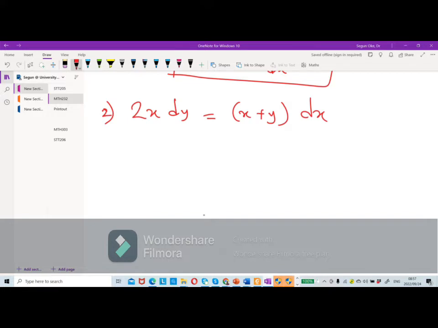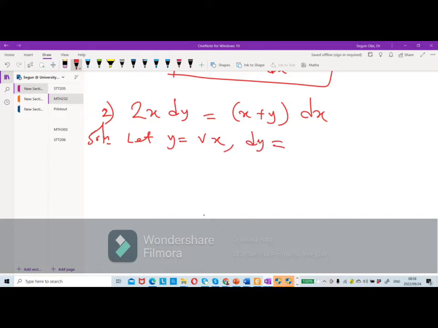Now, don't separate yet. You can only separate after you substitute your y. You can only separate when you know your y. The solution says, let's look at this. Let y equal vx, meaning anywhere I see y, I'll substitute vx. This equation is straightforward.